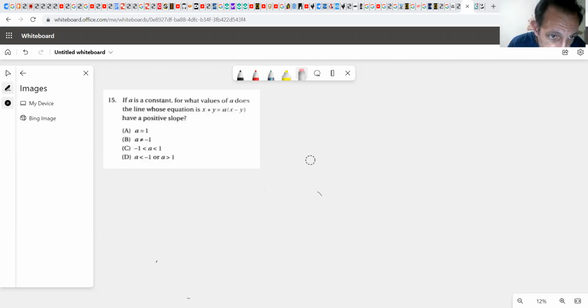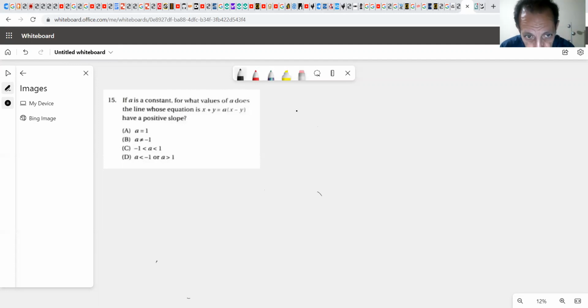If A is a constant, for what values of A does the line whose equation is x plus y equals A times (x minus y) have a positive slope? To figure out what the slope is, it would be nice to have it in the form y equals mx plus b. So I'm going to do some manipulation with this equation.